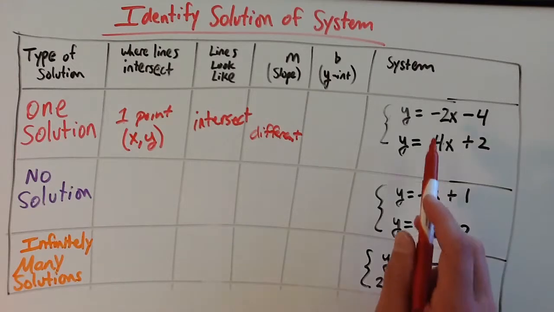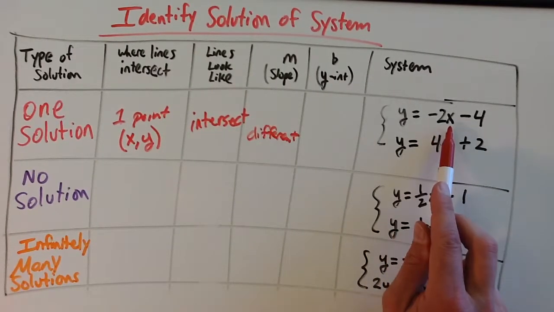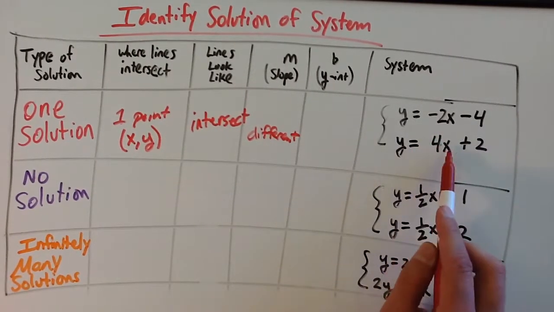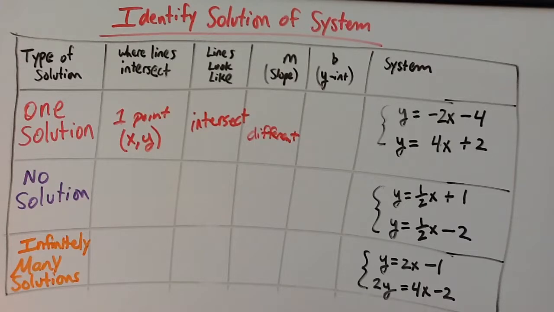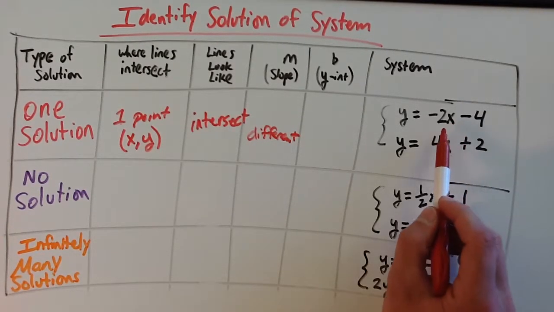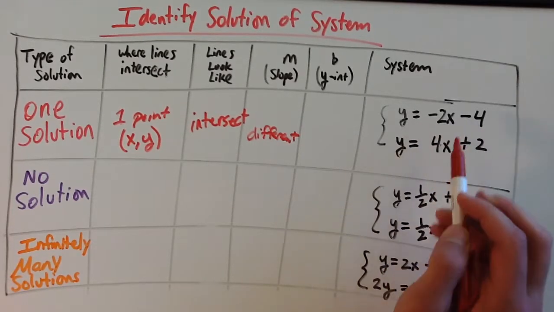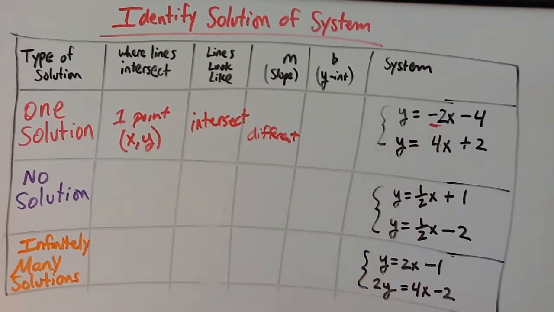So let's look at this system. This system has y equals negative 2x minus 4 and y equals 4x plus 2. Both of these equations are already in slope-intercept form, and so it's very easy for us to identify the slopes. The slopes are, of course, the number in front of x. And so this equation has a slope of negative 2. This equation has a slope of 4.